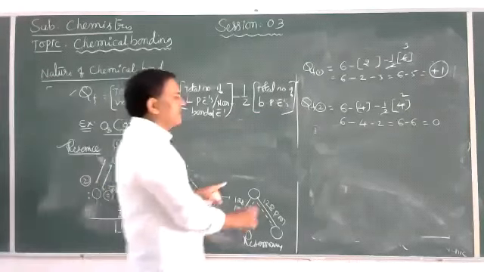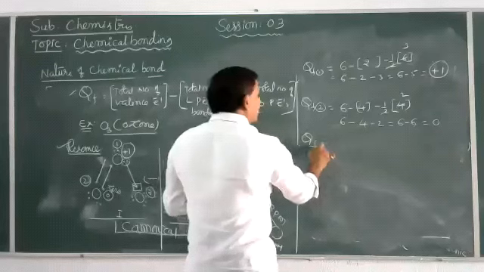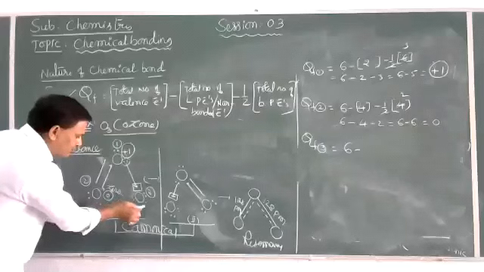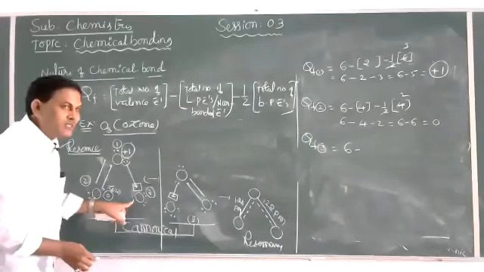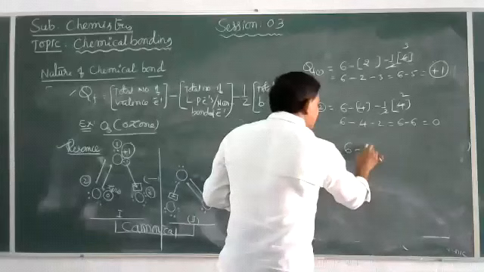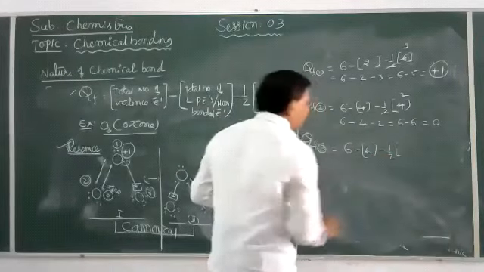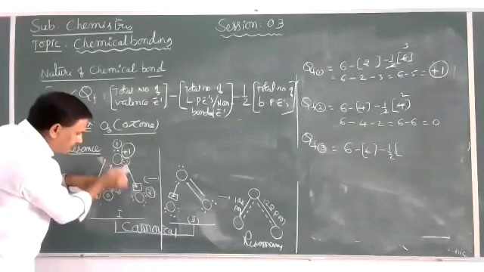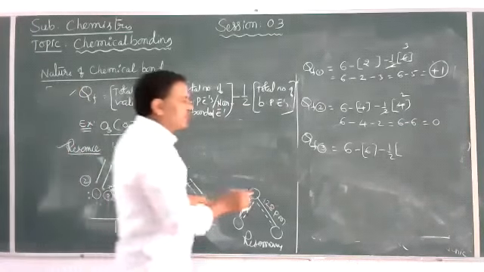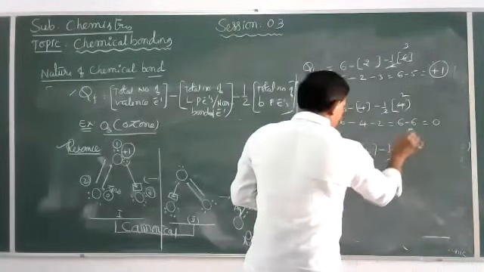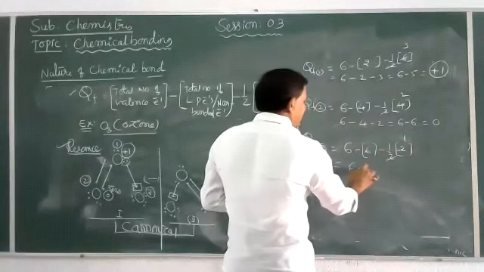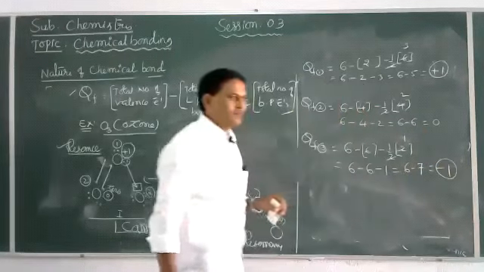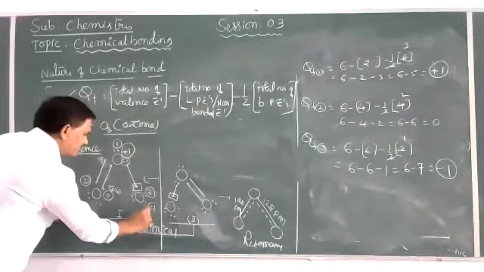Third oxygen atom: valence electrons are 6. Number of lone pairs: here 1, 2, 3 pairs are there, and 3 pairs means 6 electrons. So minus 6, minus 1 by 2 into bond pairs, which means only one. These 2 electrons between these 2 atoms form the bond, so 2 electrons divided by 2 is 1. That is 6 minus 1, 6 minus 7, which equals minus 1. Now for this atom the formal charge is minus 1.